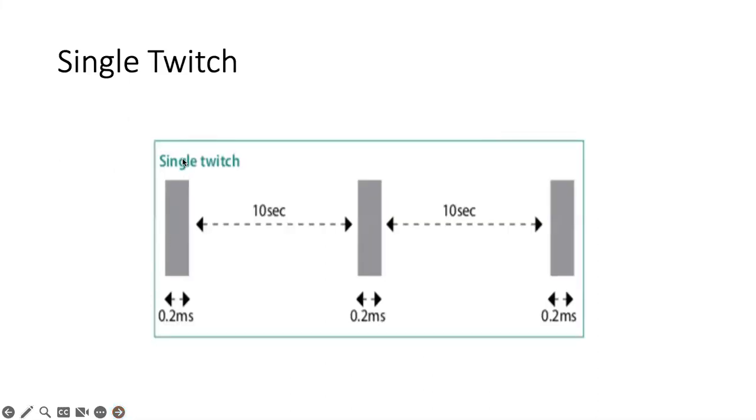So how does it work? You get one single twitch, and then after 10 seconds, you get another, and then after 10 seconds, you get another. So what helps you to determine when the patient can be intubated is the twitch height. So you want a baseline, and for you to say, oh, I can intubate this patient, you want the twitch to be a quarter of what the original one was. And if it's a quarter or less than that, then you can say, oh, my patient is well relaxed, I can intubate now.